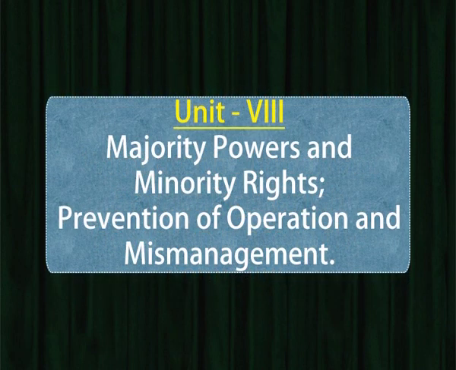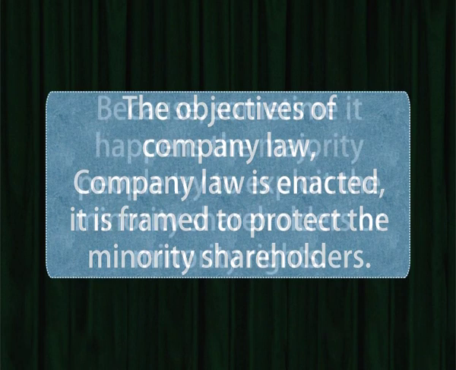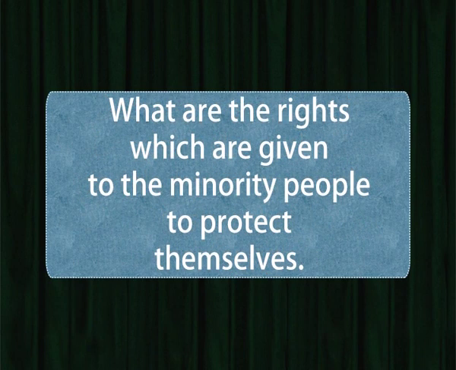Next, when we talk about unit number 8, unit number 8 deals with majority powers and minority rights, prevention of oppression and mismanagement. When I discussed the objectives of company law, there also I mentioned that company law is framed to protect the minority shareholders, because sometimes the majority people try to exploit the minority shareholders or minority rights. Therefore, when we talk about this unit, we will study the rights which are given to the minority people to protect themselves.